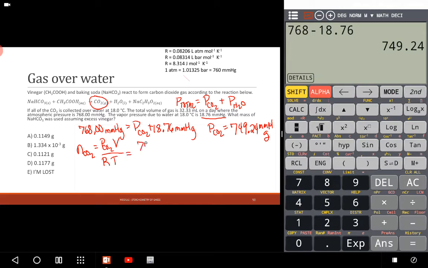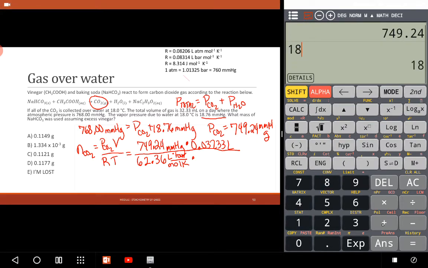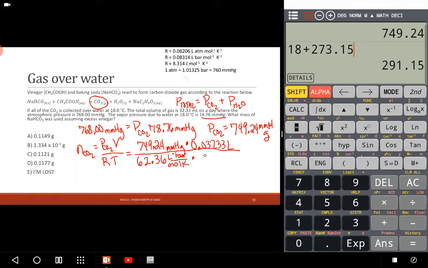And so that is 749.24 millimeters of mercury times my volume. Gotta divide that by 1,000, 0.03233 liters. And then my R, I'm going to use the same R that I did in the past example because millimeters of mercury and torr are the same. And this will make my unit conversion life easier. And then what is 18 plus 273.15? That is 291.